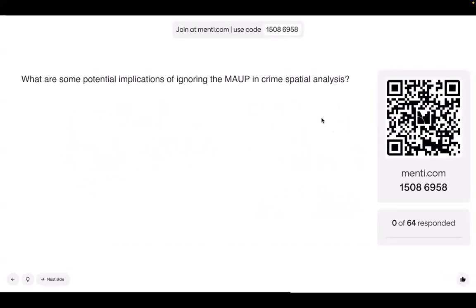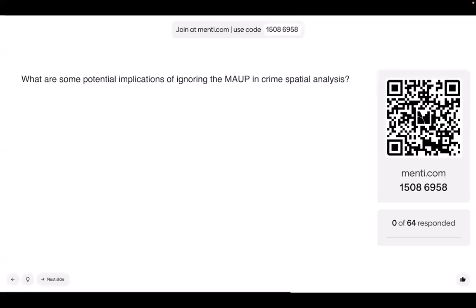In relation to crime spatial analysis, can you think of any other potential implications of ignoring the modifiable areal unit problem? We'll give this about a couple of minutes, and then we'll move on to the second half of the workshop.